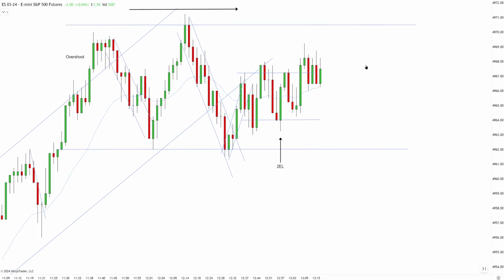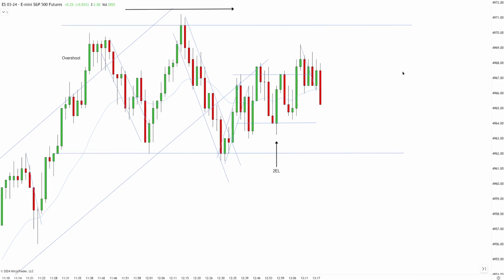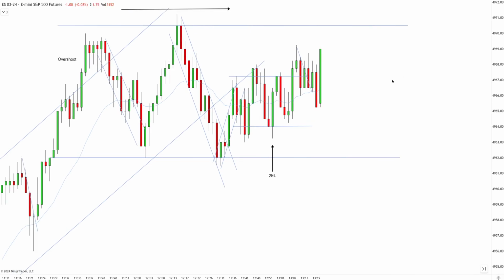Can we get a second entry long? Okay, can get a second entry long here. New high, first entry long, pullback. Second entry long. There is no trigger. And now we have second entry long, but the single bar is quite big.